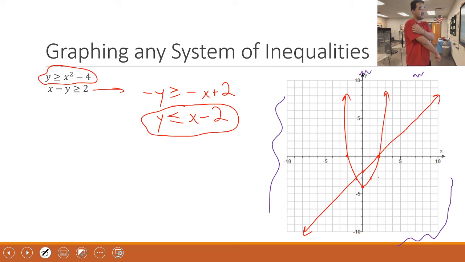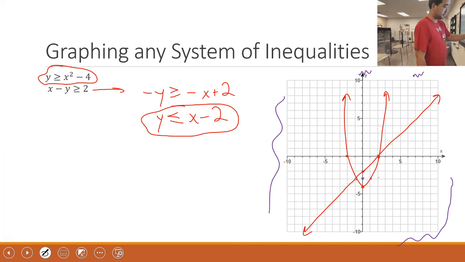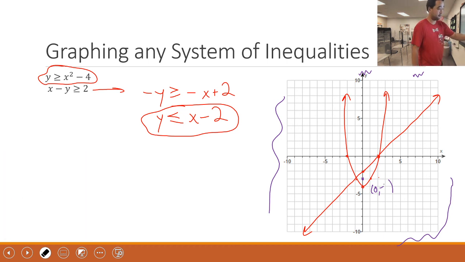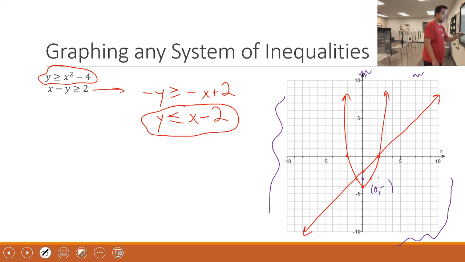Now, as far as which one to test, we want to be above the parabola but below the line. So I'm thinking it may be this tiny, tiny region down here. So this is the only whole number coordinate point I can mess with, 0, negative 4. Oh, sorry, that's 0, negative 3. Erase. Make it look nice for the notes, right? 0, negative 3. So let's plug that in to see if it works.